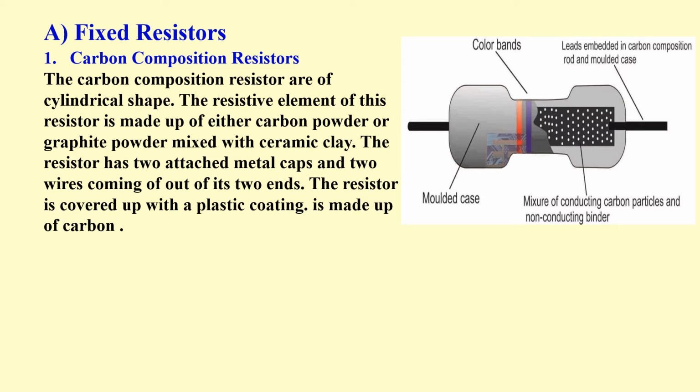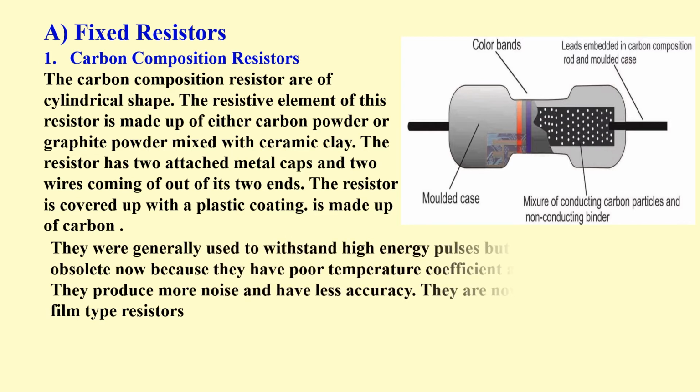Carbon composition resistors. The carbon composition resistors are of cylindrical type. The resistive element of this resistor is made up of either carbon powder or graphite powder mixed with ceramic clay. The resistor has two attached metal caps and two wires coming out of its two ends. The resistor is covered up with a plastic coating.